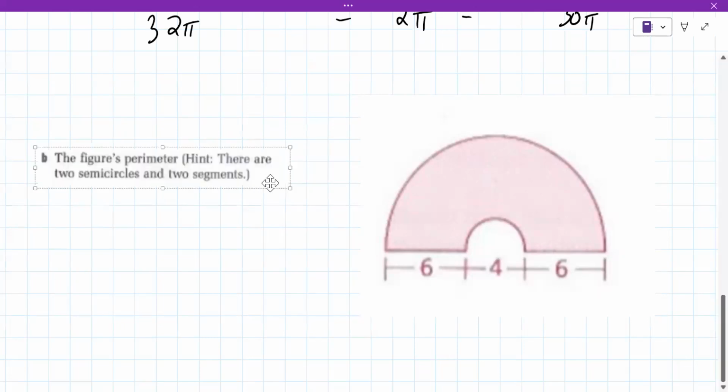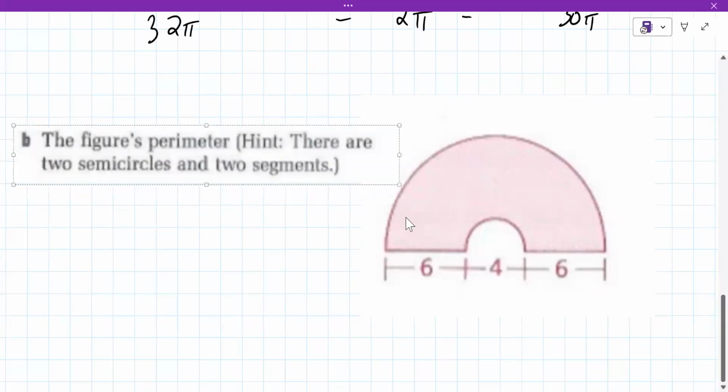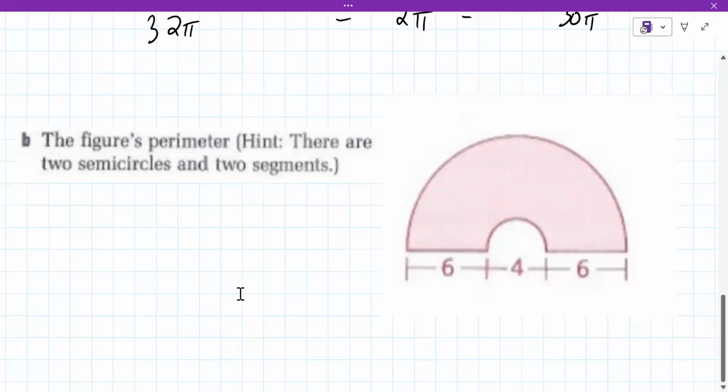Do you ever get hints on your tests? Sometimes, yeah. Oh, good. I would always ask for a hint if I didn't know something. I would just go up and say, hey, can you give me a hint? You never know. They might just give you a hint.